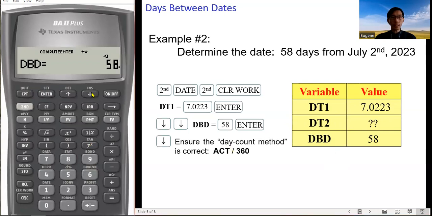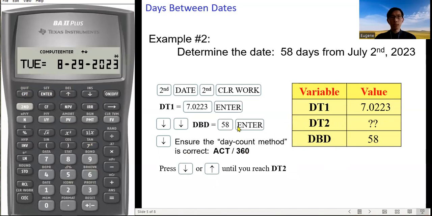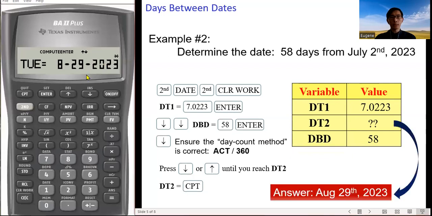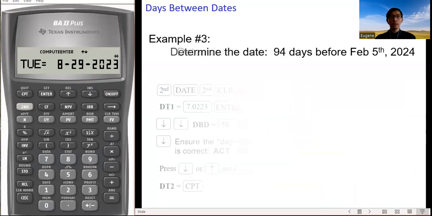Ensure the day count method is ACT. And then this is done. Get back to DT2 by pressing the up or the down arrow, and then press CPT. And then we get the date, August the 29th, 2023. And also you can get the day of the week, Tuesday. Let's move on to the next one.